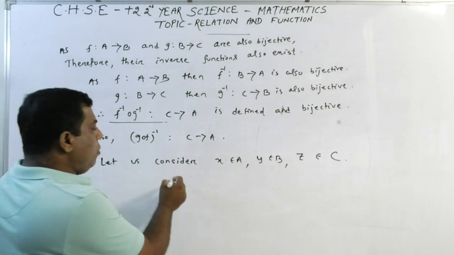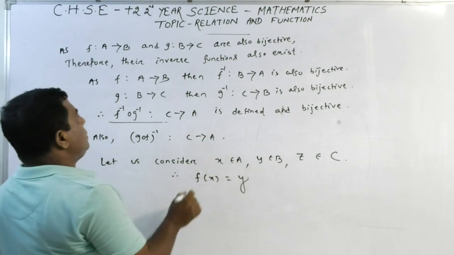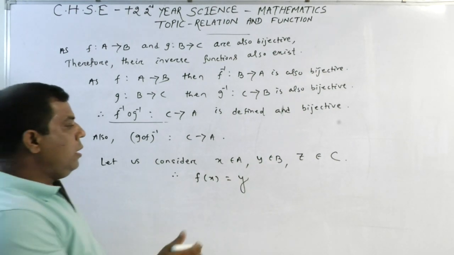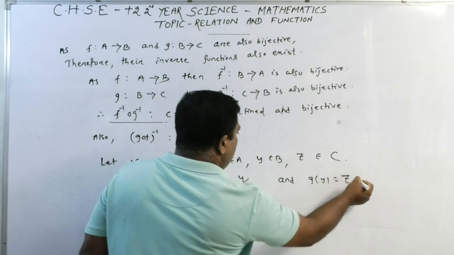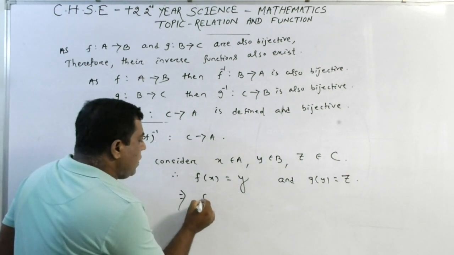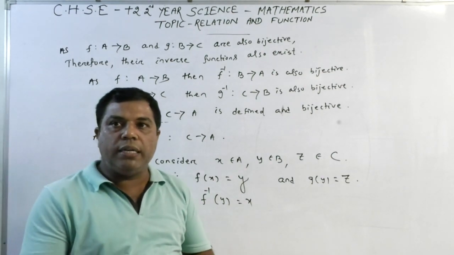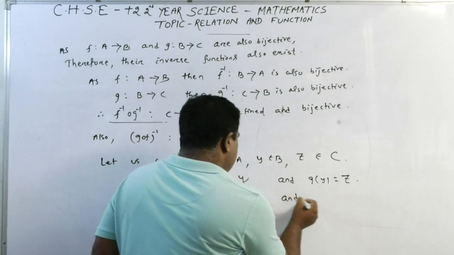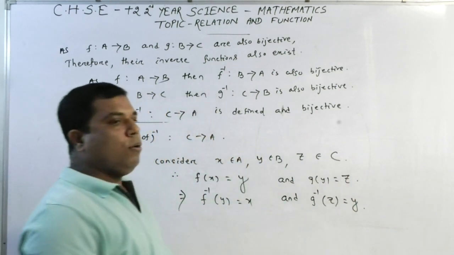Okay, so therefore we can say f of x is equal to what? As f is from A to B, so f of x equal to y. Yes or no? And g of y equals to what? We can say g of y equals to z. That implies f inverse y equal to x. Clear, my dear students? f inverse y equals to x, and g inverse z equal to y.